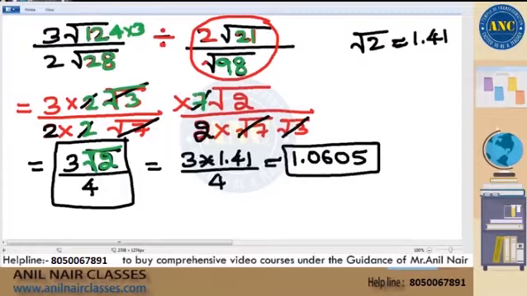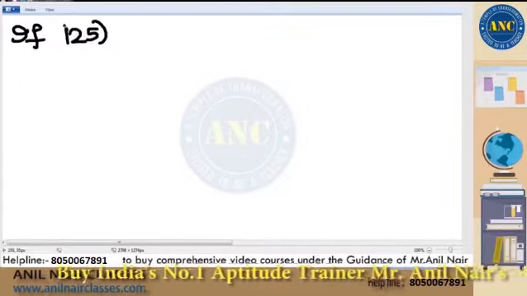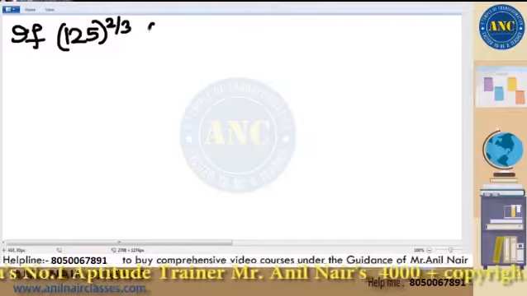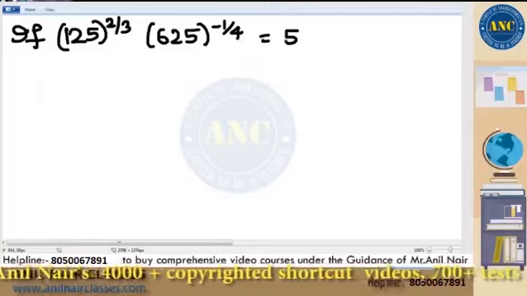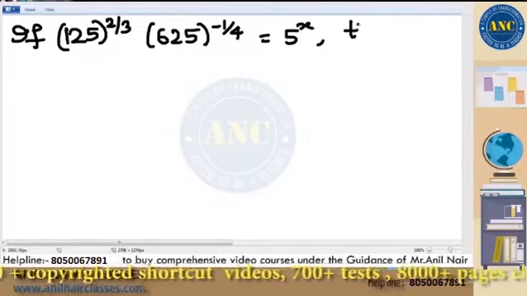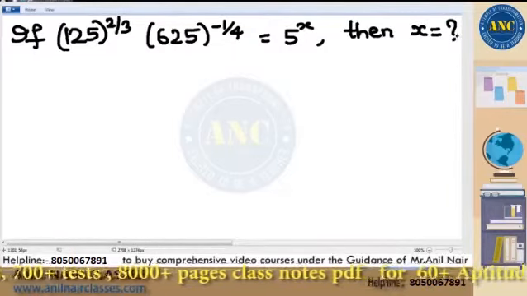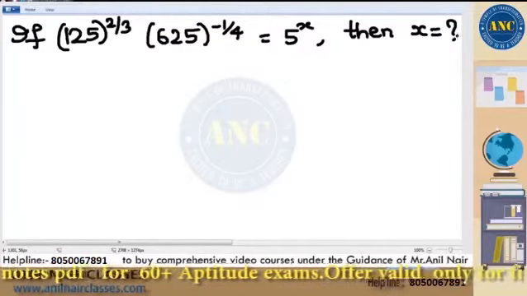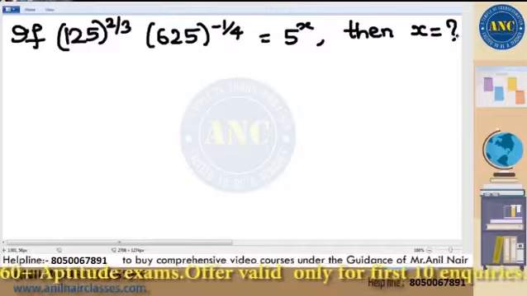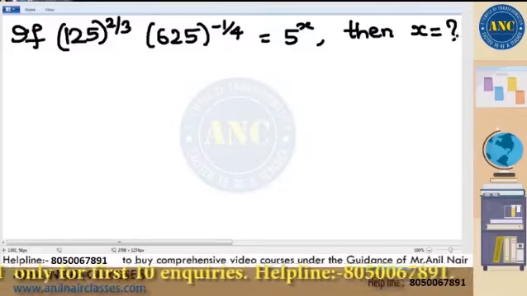I hope the idea is clear. Suppose another question. Suppose 125 to the power of 2 by 3 into 625 to the power of minus 1 by 4 is equal to 5 power x, then find the value of x. You need to find the value of that x.